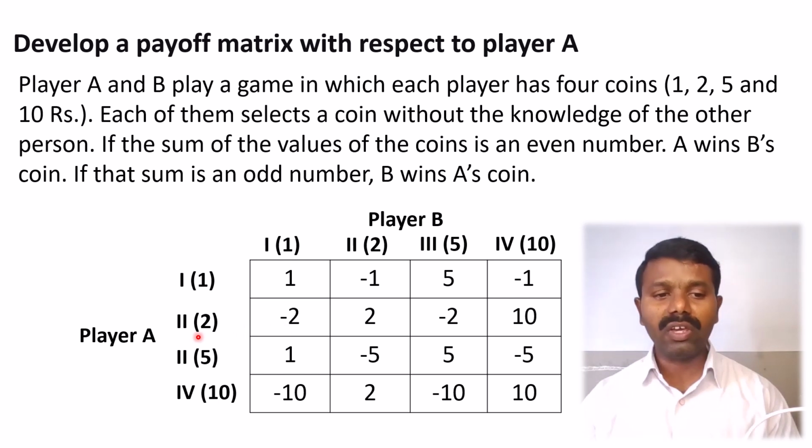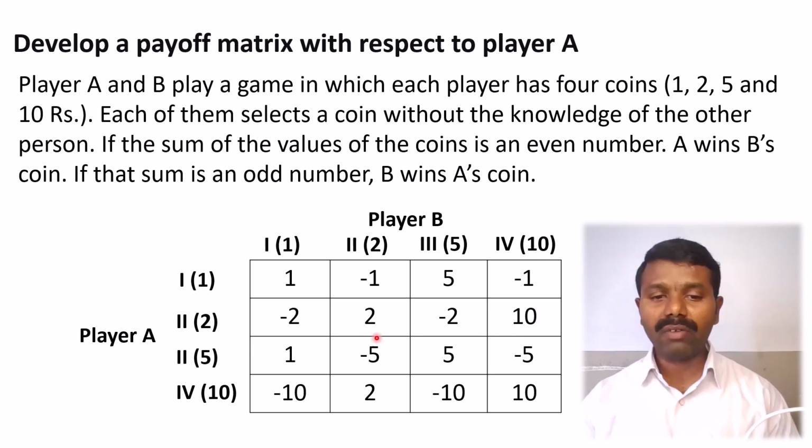If you go to the next row, he will select 2 rupees, and let us see the sum of the rupees. Now he has selected 2 rupees and player B selected 1 rupee. The sum will become an odd number, so he will be losing 2 rupees, so minus 2. If both of them select 2 rupees, the sum will become 4 rupees, and he will gain 2 rupees. If player B selects 5 rupees and player A selects 2 rupees, the sum will become an odd number, so player A will lose 2 rupees, minus 2.